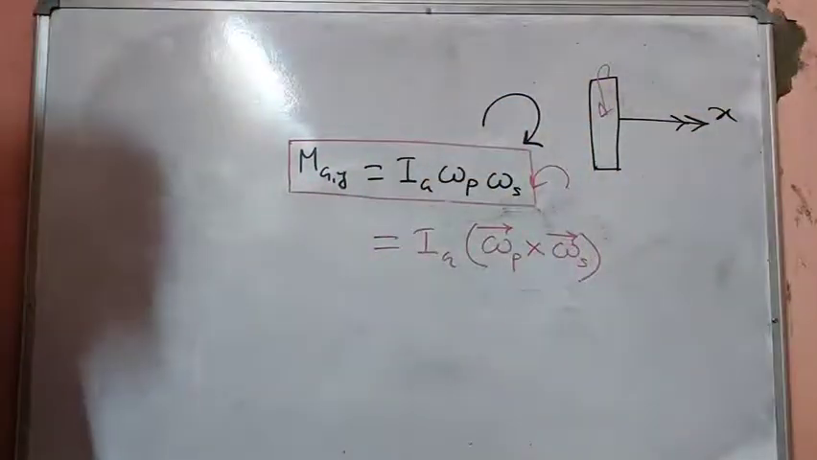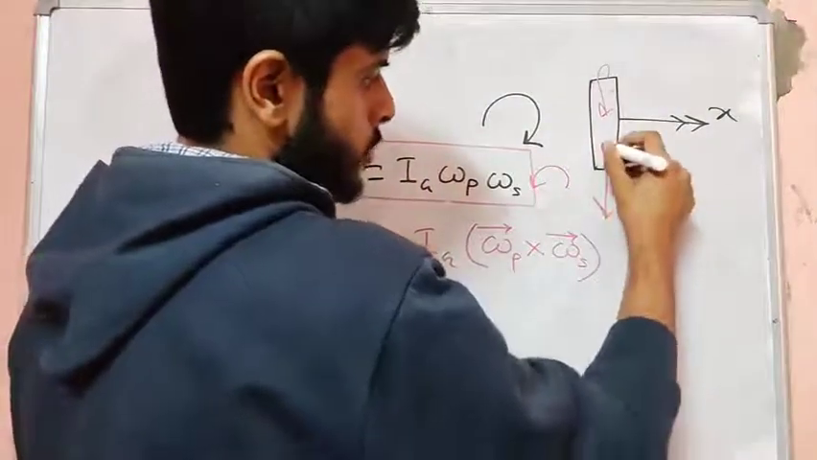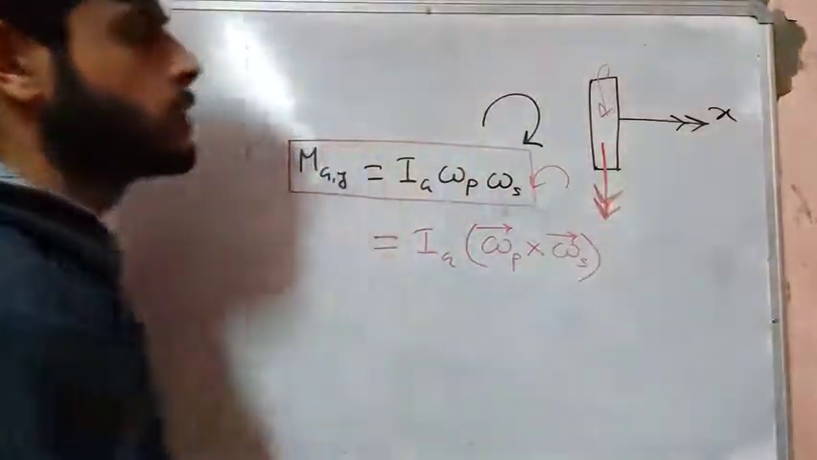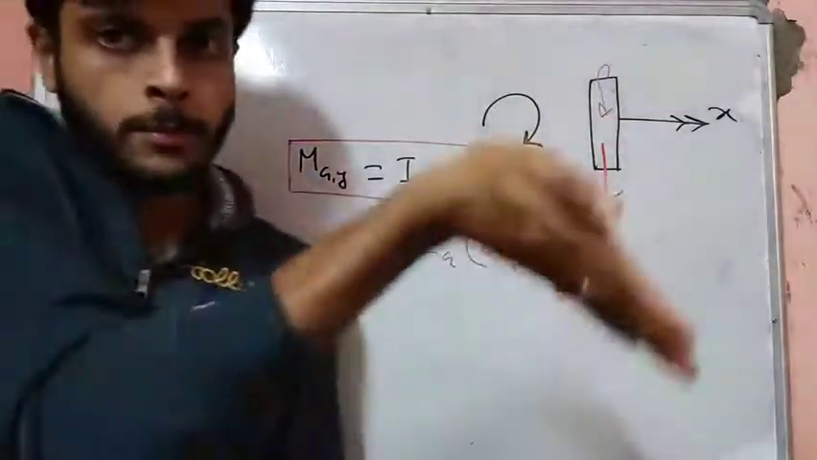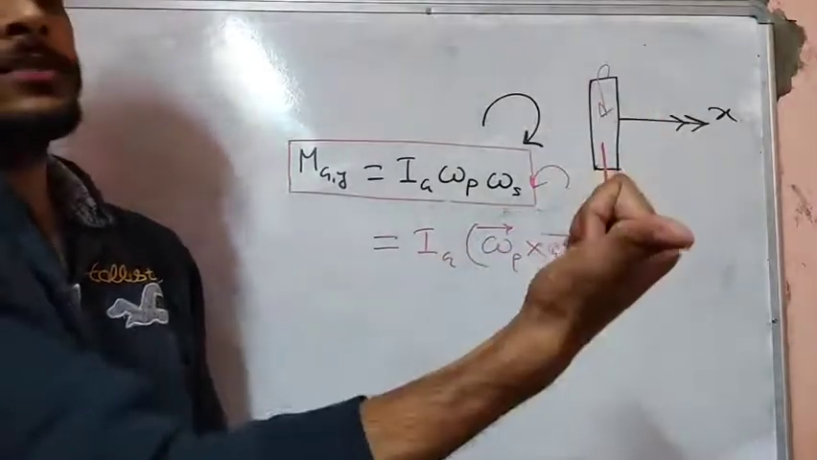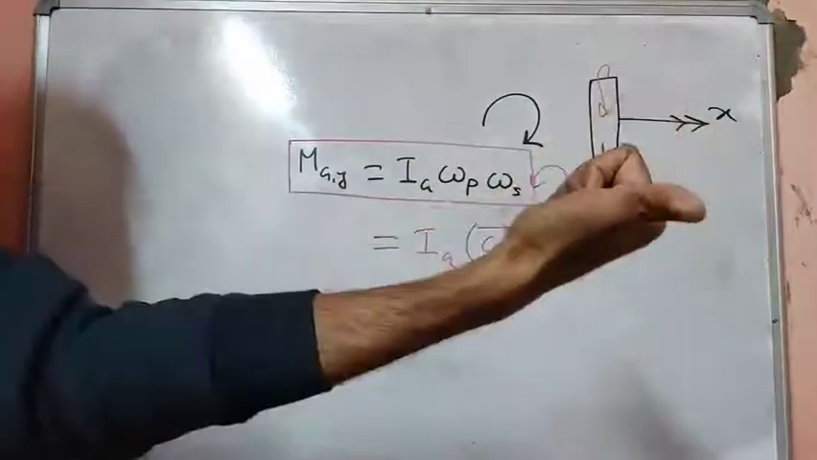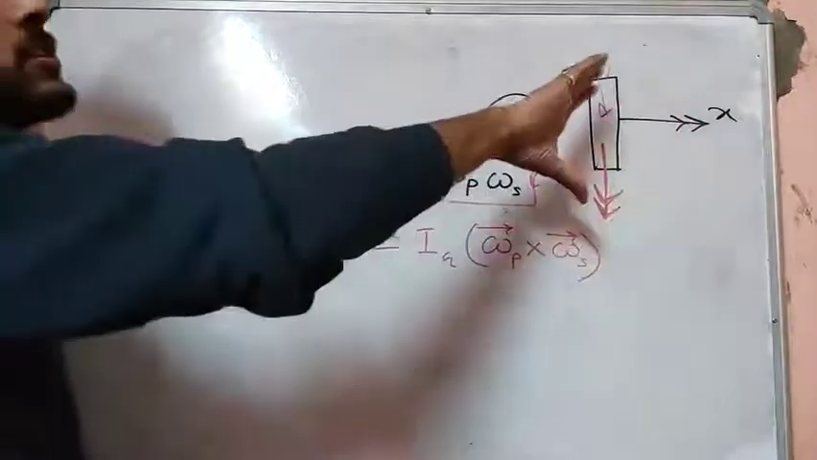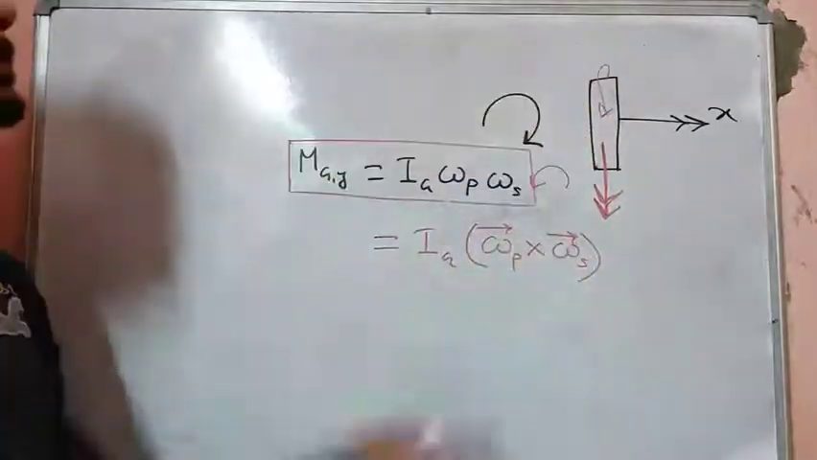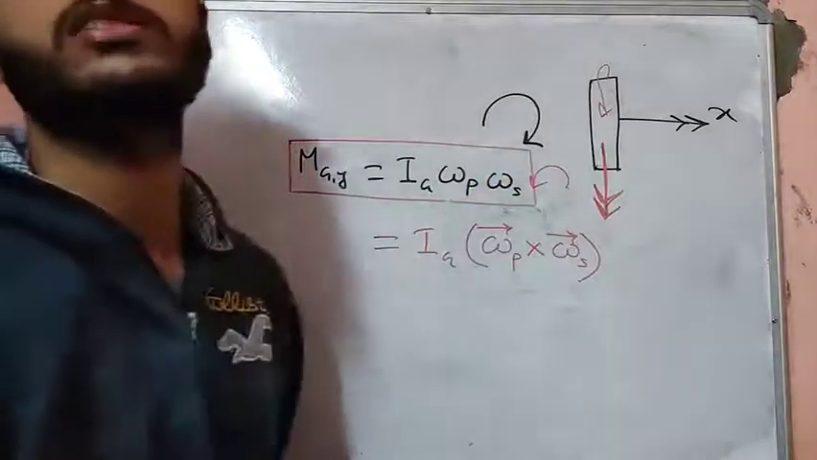Similarly, if omega p is in this direction, so we have omega p cross omega s, right? So the disc will turn like this, and we have to apply an external moment like this in the anti-clockwise direction.